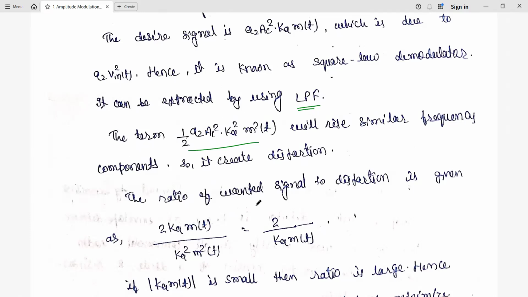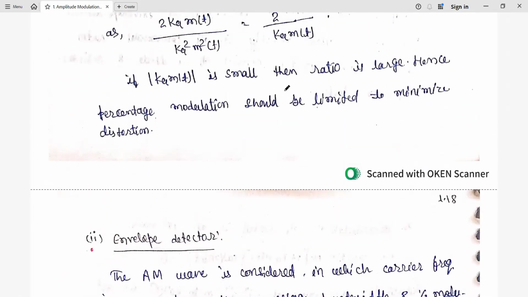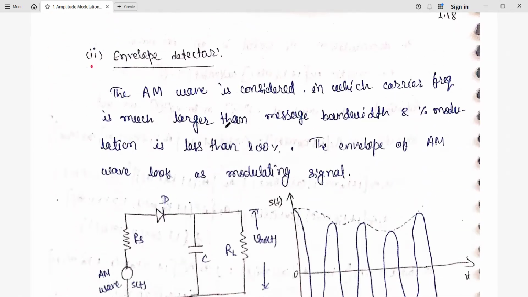Here the ratio of the desired signal to the distortion is 2ka m(t) divided by ka² m²(t), that is 2 upon ka m(t). So if ka m(t) is small, the ratio is going to be large since it is in the denominator. Hence the percentage modulation should be limited to minimize the distortion. Sometimes if you go for very high modulation, approaching 100%, distortion may occur. That is the meaning here.